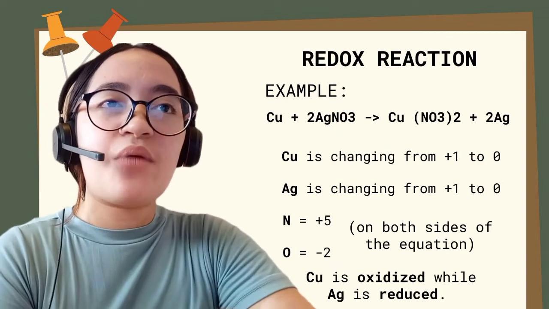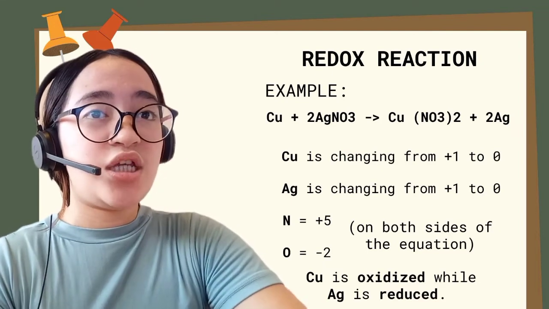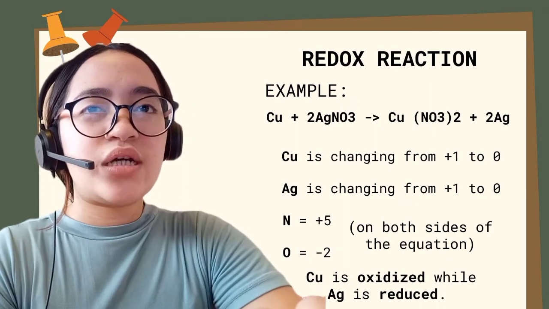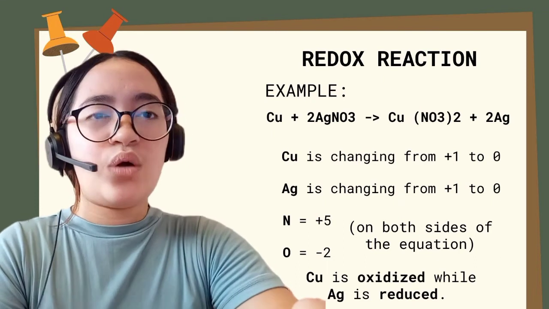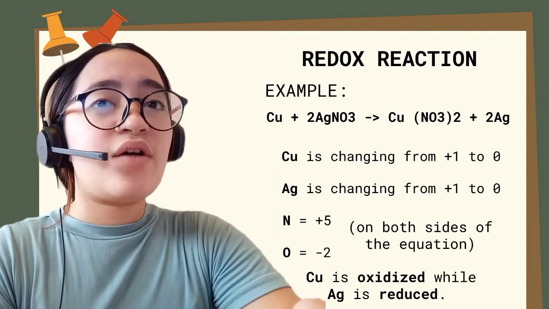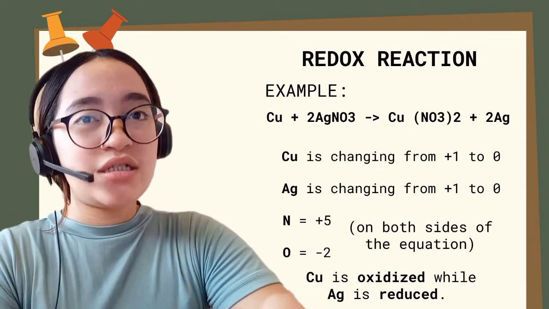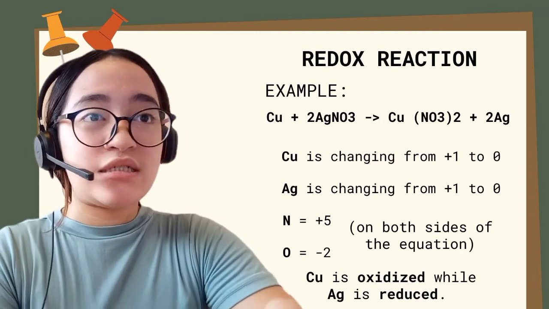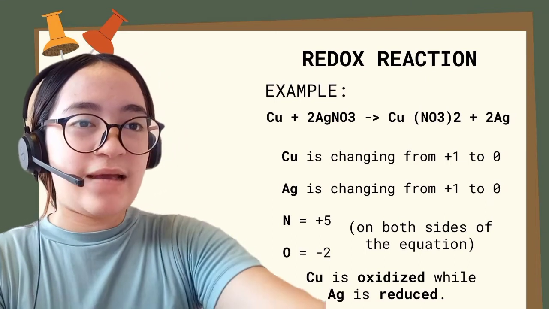And we can see that the copper is changing from 0 to +2, while the silver is changing from +1 to 0. And for both sides, we have nitrogen which is equal to +5 and oxygen which is equal to -2. Well, nitrogen is part of nitrate, so the nitrogen and oxygen are not changing. In our conclusion, this is indeed a redox equation because copper is oxidized and silver is reduced. That's all, and thank you for listening.